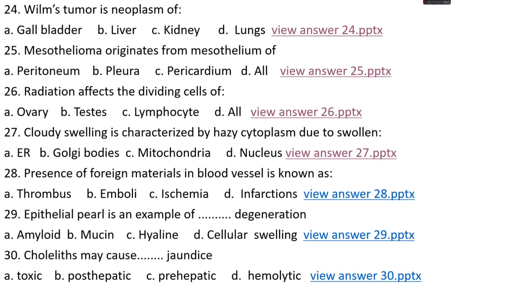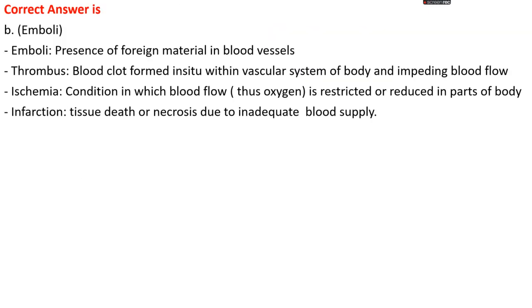Okay. Question number 28. Presence of foreign material in blood vessels is known as option A, thrombus, option B, emboli, option C, ischemia, option D, infarction. The right answer is option B, that is emboli. Emboli is the presence of foreign material in blood vessels. There are various types of emboli, like air emboli, hair emboli, etc.